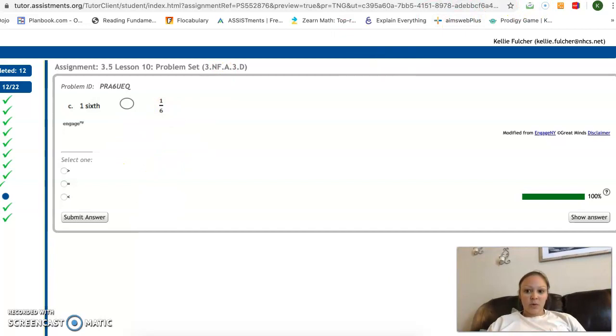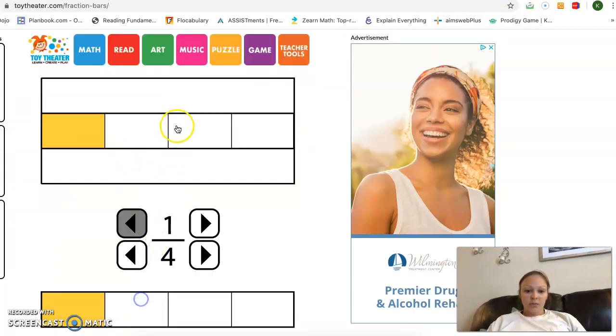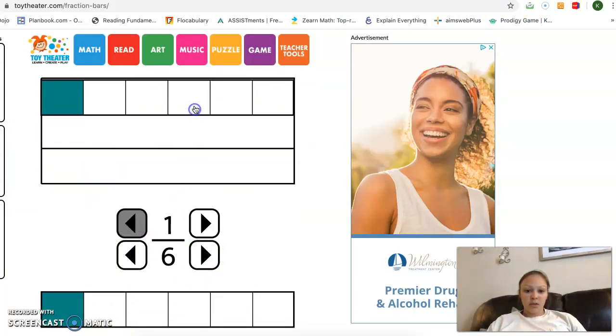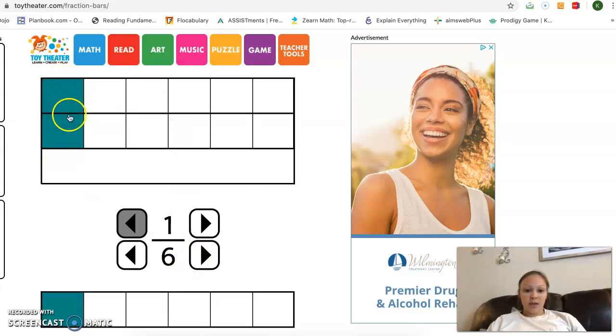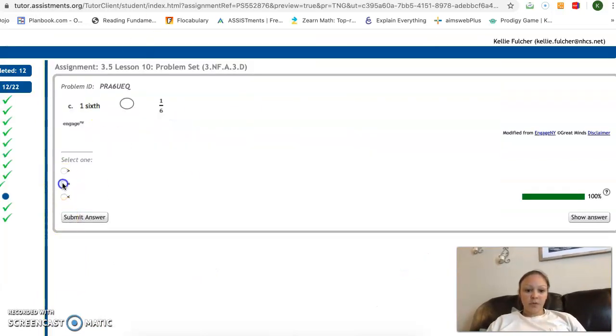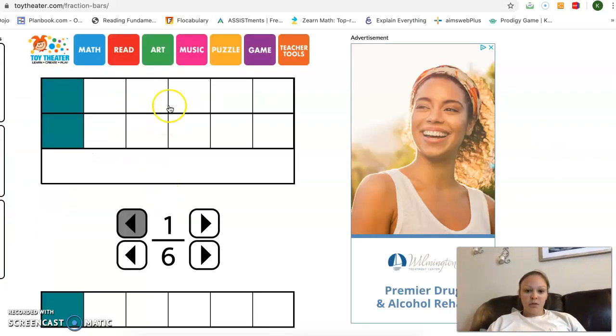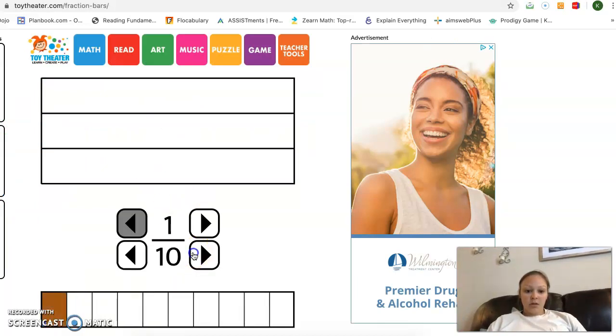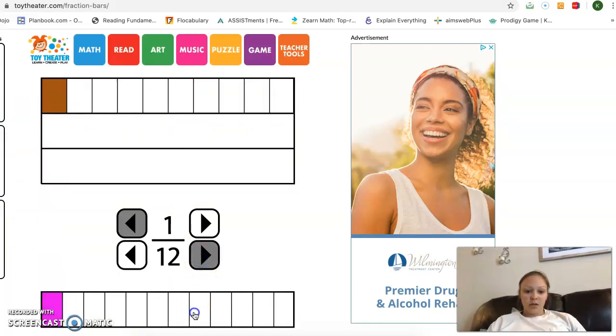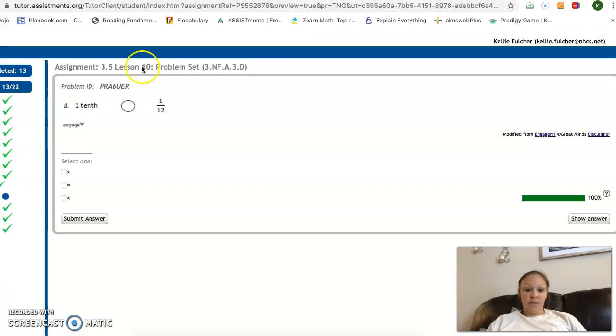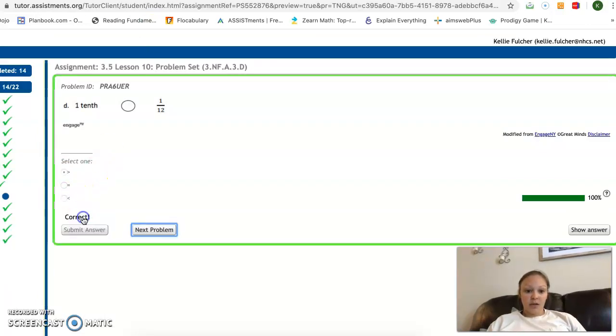1/6 and 1/6. Well, I know those are equal. So I'm just going to show you here. Here's 1/6. Here's 1/6. They are equal. 1/10 and 1/12. Here's 1/10. Here's 1/12. I can see that the 10th is slightly bigger, and I also know because the bottom number in 1/10 is smaller than the bottom number in 1/12, which actually makes it a bigger fraction. 1/10 is greater than 1/12.